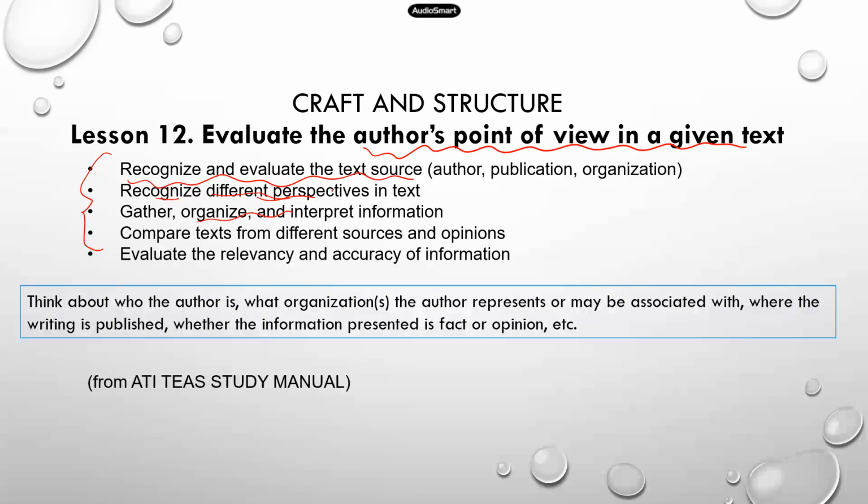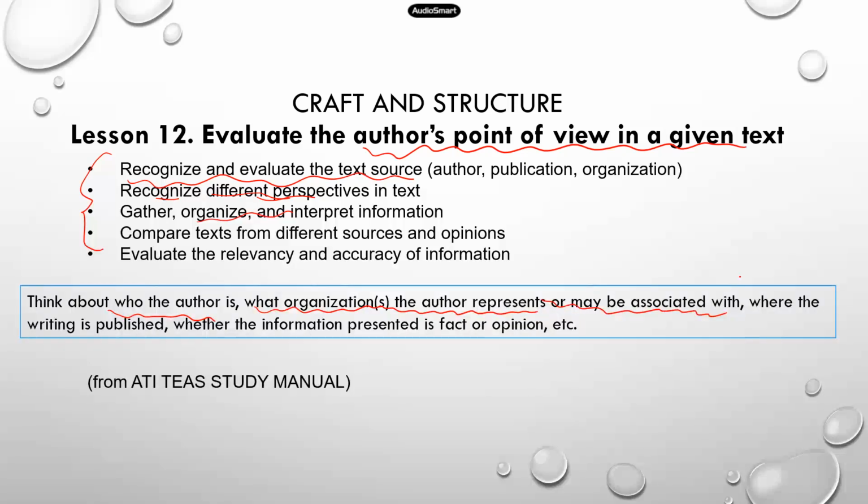Okay? Now, in order to accurately evaluate the author's point of view, you need to think about who the author is, where the author is from, what kind of educational background the author has, because all that can influence how the author thinks of a certain person or a certain topic. Next, what organization the author represents or may be associated with.